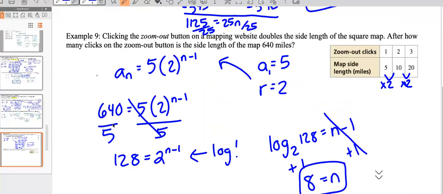I lied, I have 30 seconds left. So here, hopefully you press pause, would be the answer to solving this real-world problem. They were multiplying by 2, so this time we set up a geometric equation. 640 would represent your a sub n value. You do have to solve an exponential. Divide by 5. The opposite of an exponential is a log, so logs come back, yay.